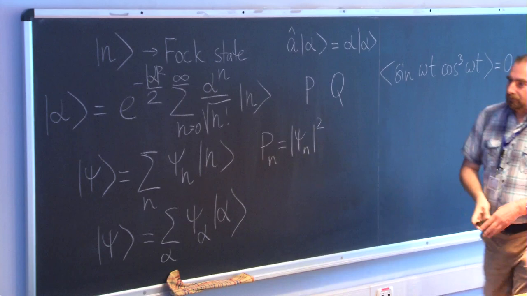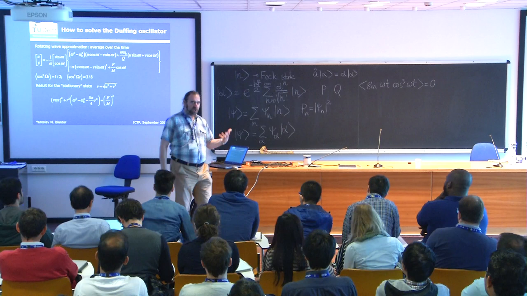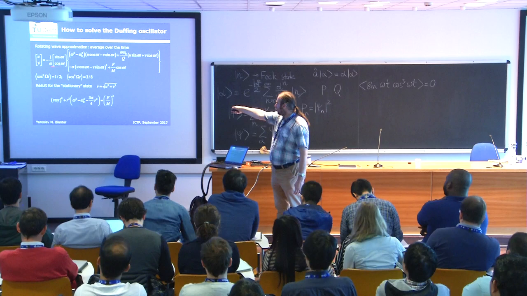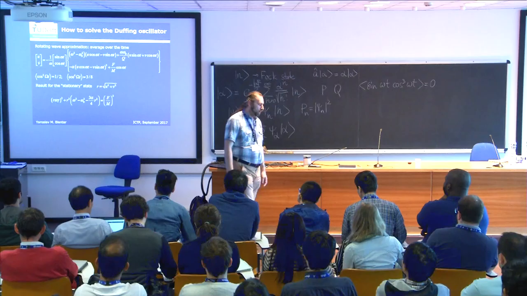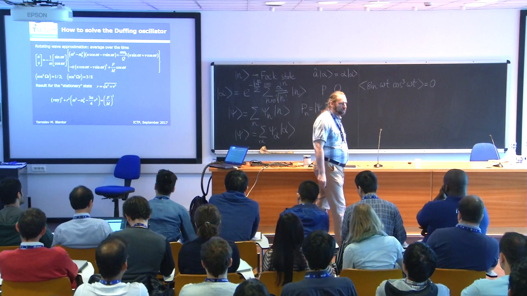And then if we do all that, we get a much simpler equation, which still has u dot and v dot on the left-hand side and something on the right-hand side, but no time. So all these cosines and sines are gone. And then I said, okay, fine. Maybe in the first instance, we don't care about the time evolution. Let's just take them time independent.